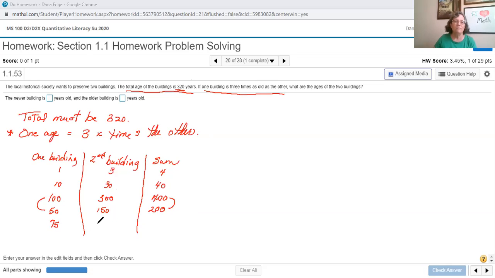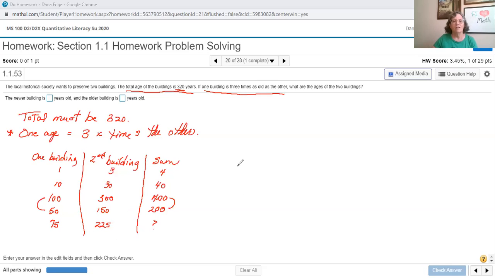3 times 75 is 225. What does that add up to? How close is it? Is the sum too small or too large? If it's too large, we got to back down. If it's not quite big enough yet, we got to keep going up.